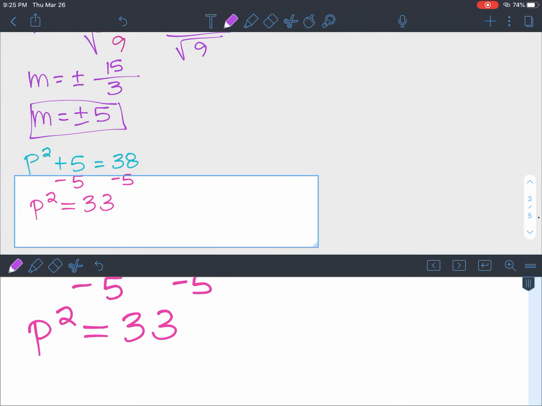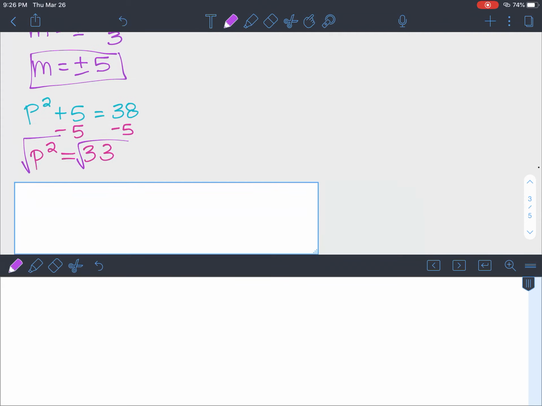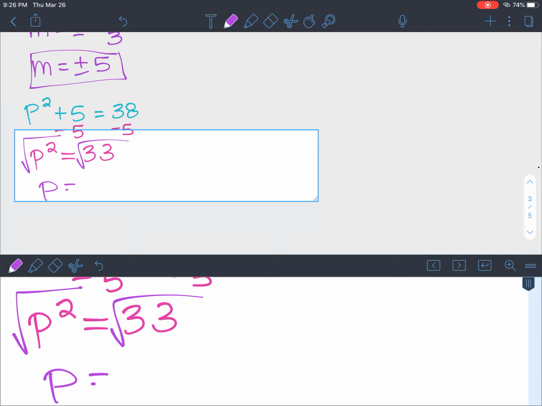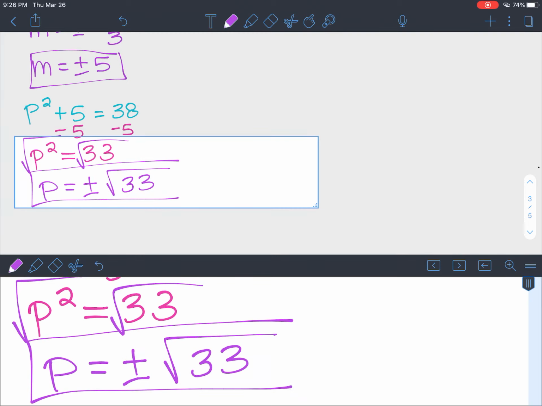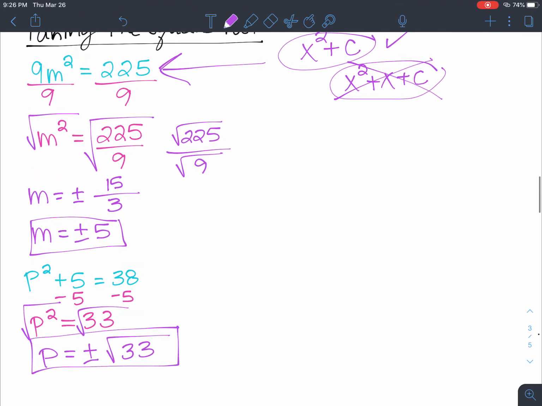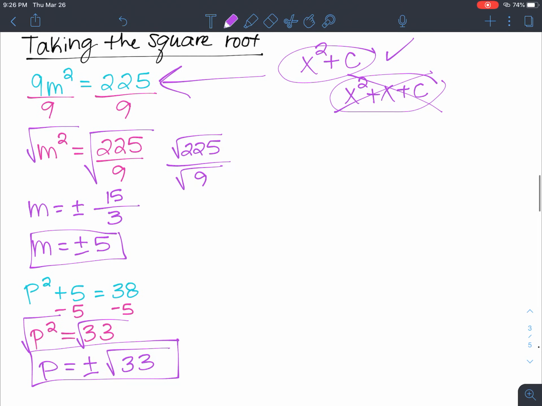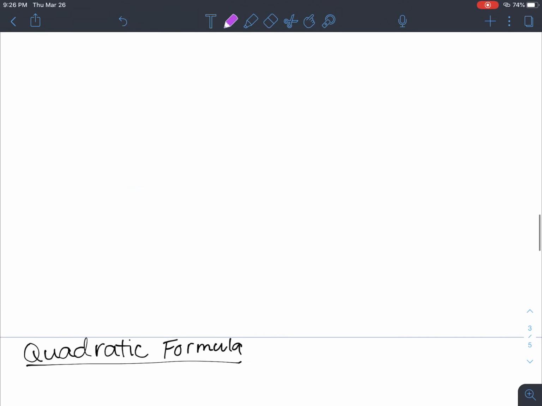And then we're going to square root both sides because we want to solve for p. When we do this, we get that p equals plus or minus. Now we're going to think to ourselves, 33 is not a perfect square. Are there any perfect squares that go into 33? And our answer here is no. So we just leave it as plus or minus the square root of 33. Perfectly acceptable answer. So we could have whole numbers or we could have these irrational numbers where they're still in those square root symbols.